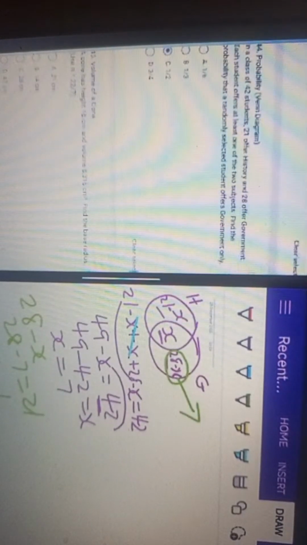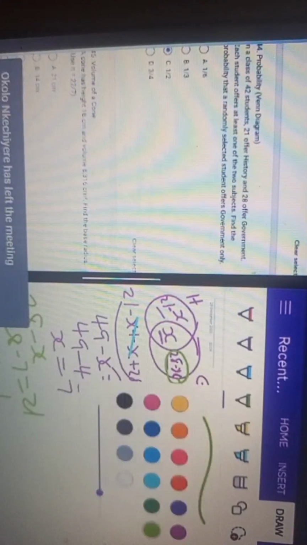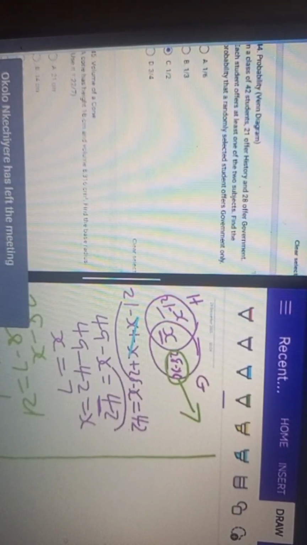Then question 45 is quite straightforward. 45 says that a cone has a height of 18 centimeters. So the height is 18 centimeters, and the volume is given as 8,316 cm cubed. Find the base radius. So first of all, this is a cone. So the formula for a cone is 1 over 3 base area, which is a circle, times the height.